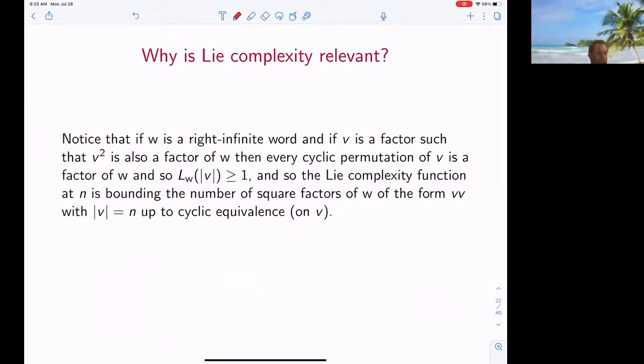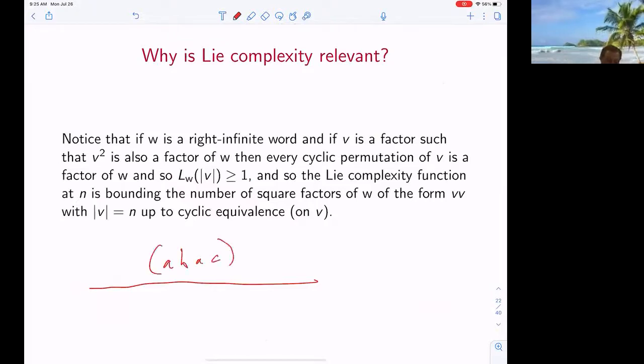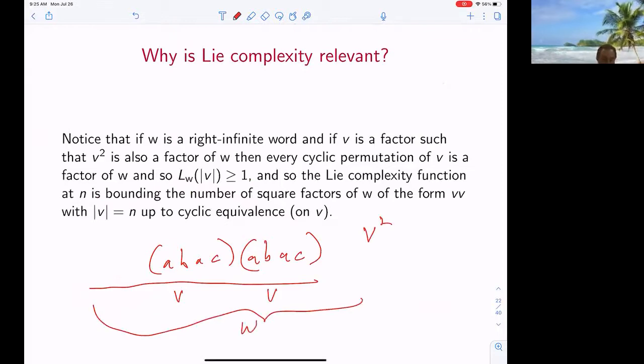So why is the Lie complexity function relevant? And I want to talk about its connection to our motivating problem. Notice that one way of getting a word where everything in the cyclic equivalence class occurs as a factor is this: if V is a word and V squared is a factor of some word W, then everything in the cyclic equivalence class of V is also a factor of W, right?